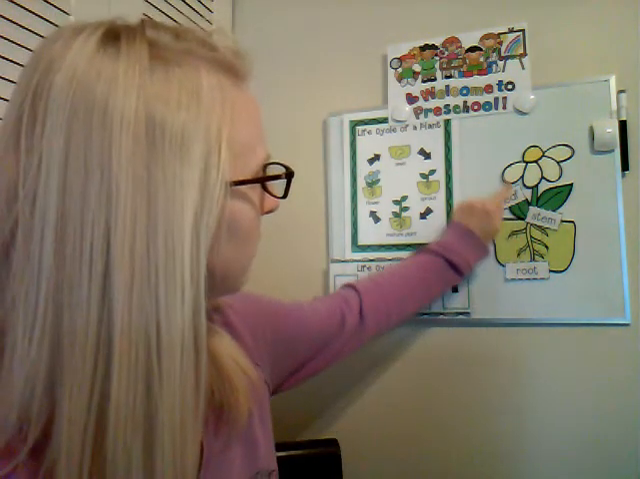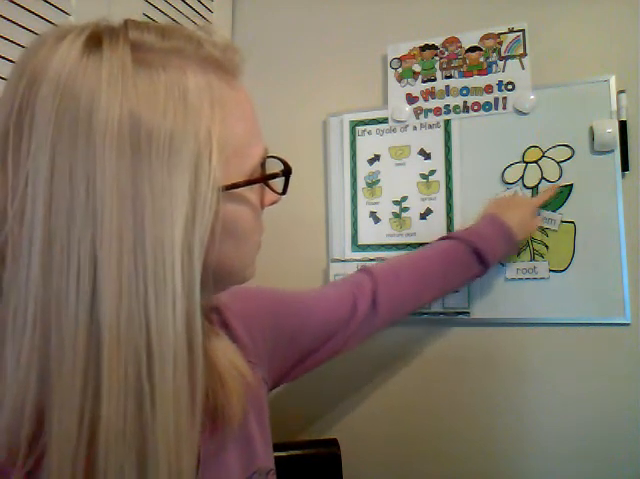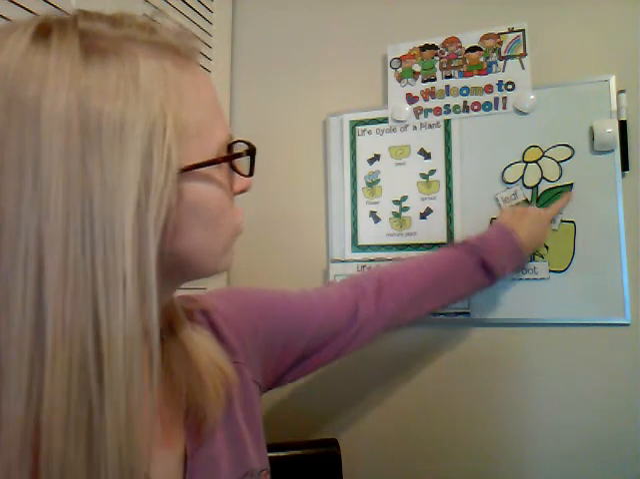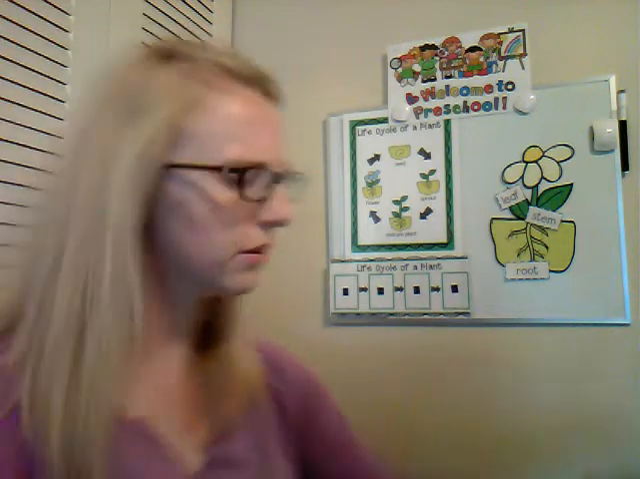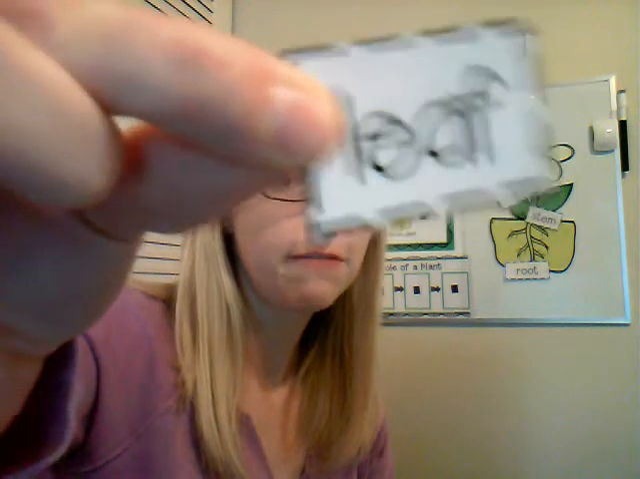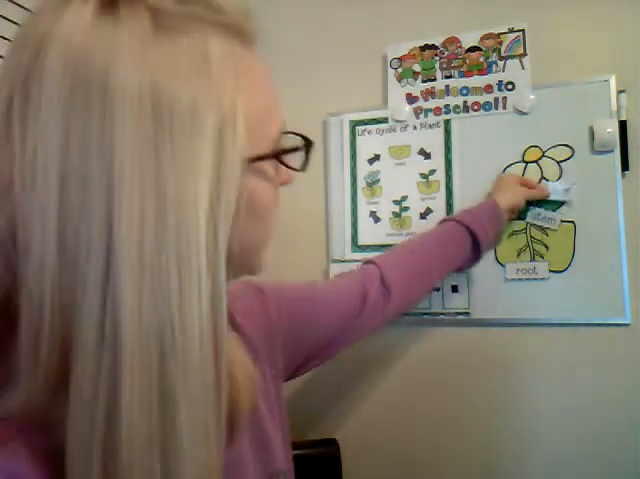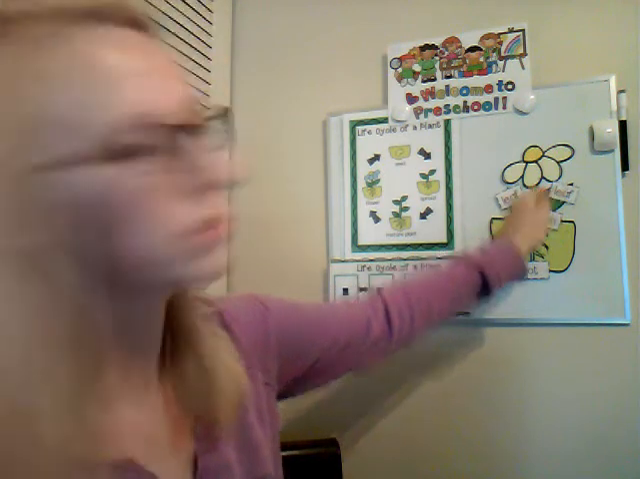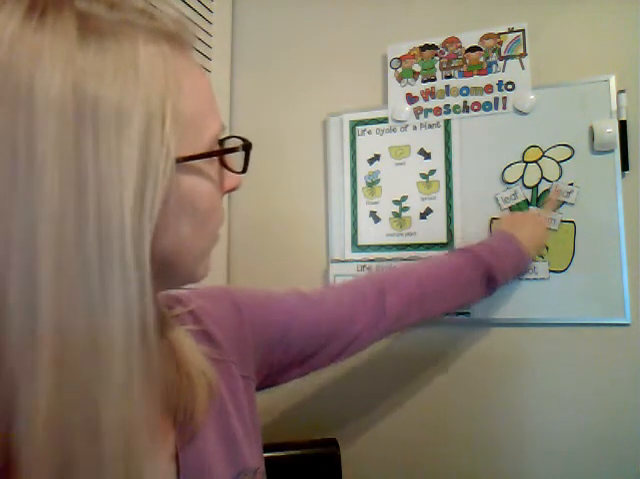Off of the stem are these kind of triangular shaped leaves. So here is the word leaf. Now leaf just means one, but if you say leaves, that means more than one. So I'm going to put leaf right here, that starts with the letter L. And this flower has two leaves.